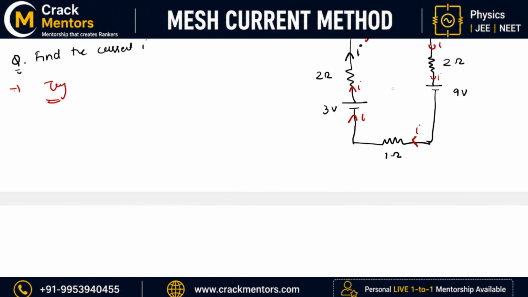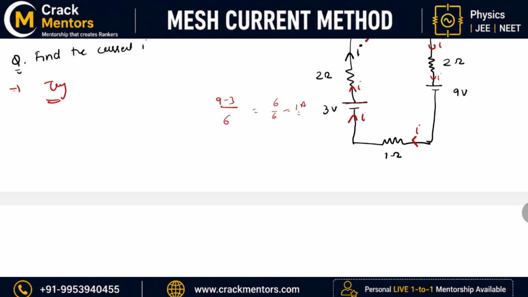Okay, so let us say that if you do it by the normal formula, I will say it's 9 minus 3 upon the total resistance. What is the value of the total resistance? So it's 2, 1, 2 and 1, that means 6. So I will be saying 6 by 6, that is equal to 1 ampere. Okay, well 1 ampere could be the right answer, but it is not correct.